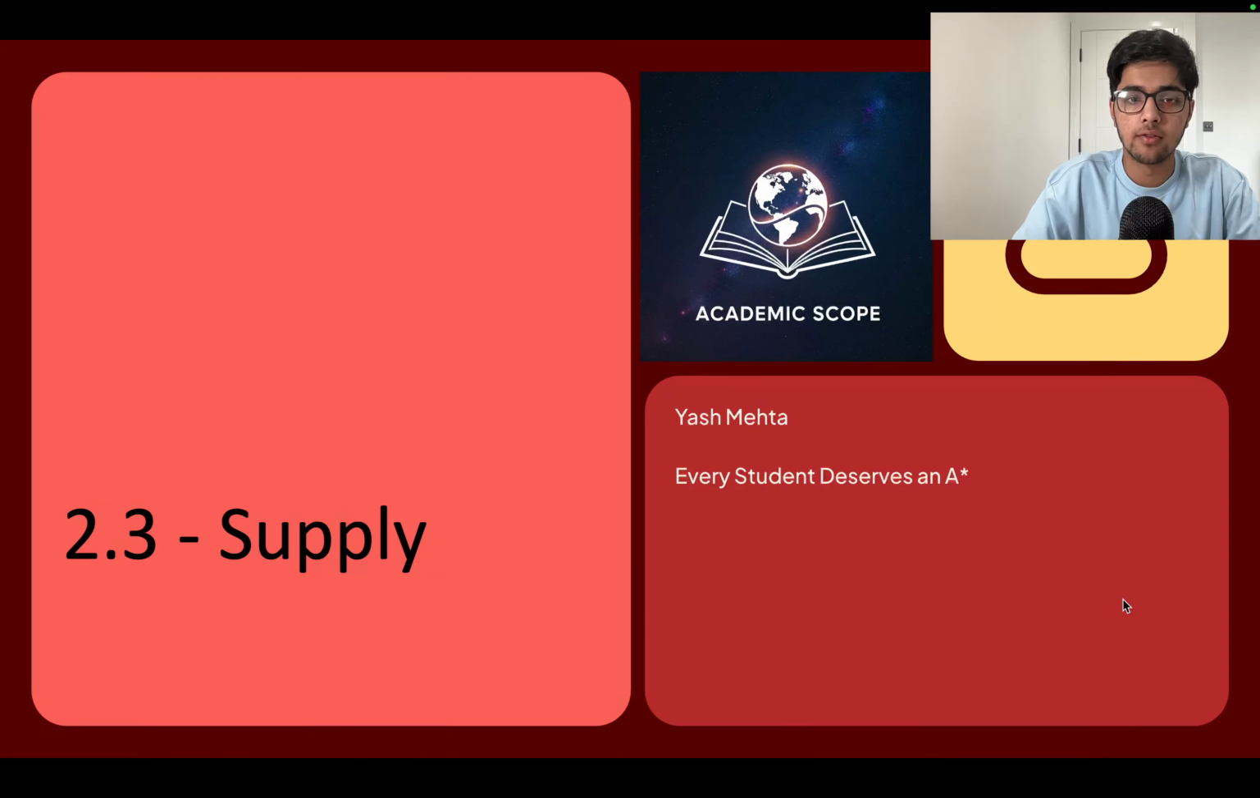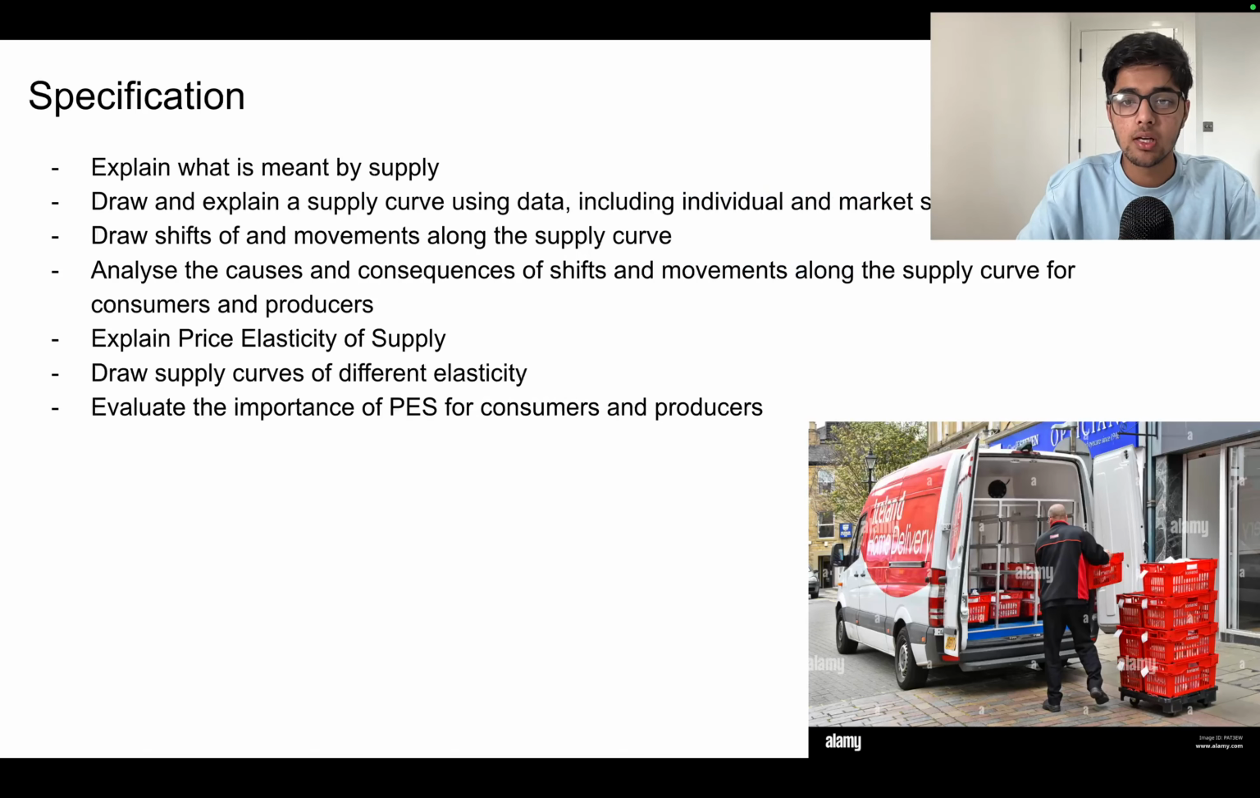Today we're going to cover topic 2.3, supply, in GCSE economics. This is one of the most common topics that come up in exams, along with demand, so you want to revise this very well. This is what the specification requires us to know.